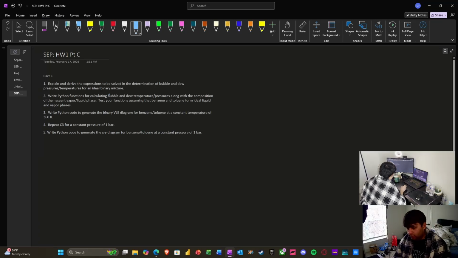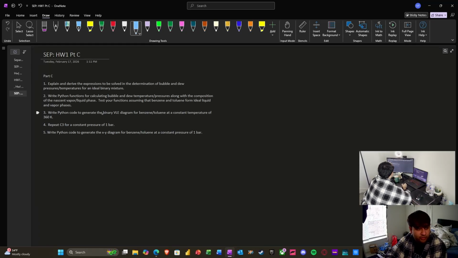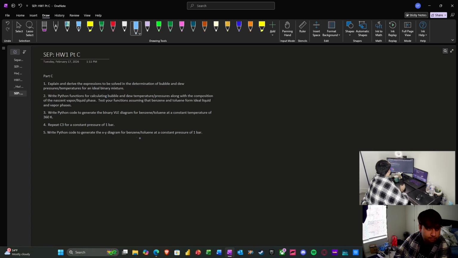Hello, so this is homework 1, part C. Before we get into the whole collapse section with all these four tasks, for that we're going to be deriving our expressions to solve for bubble and dew pressure/temperatures for an ideal binary mixture.